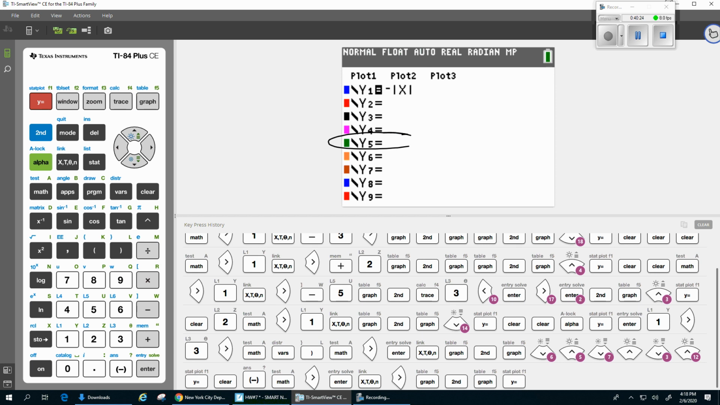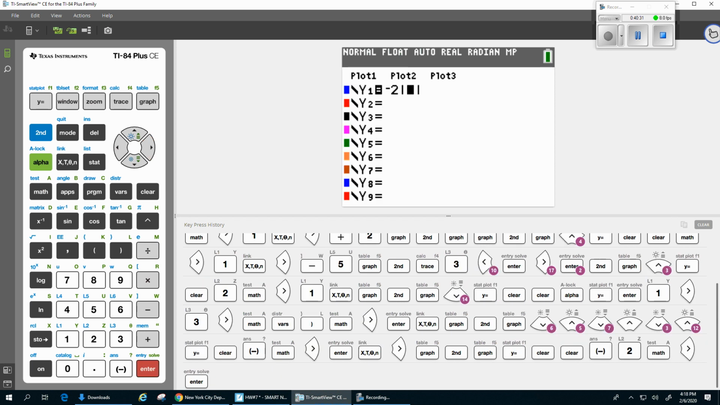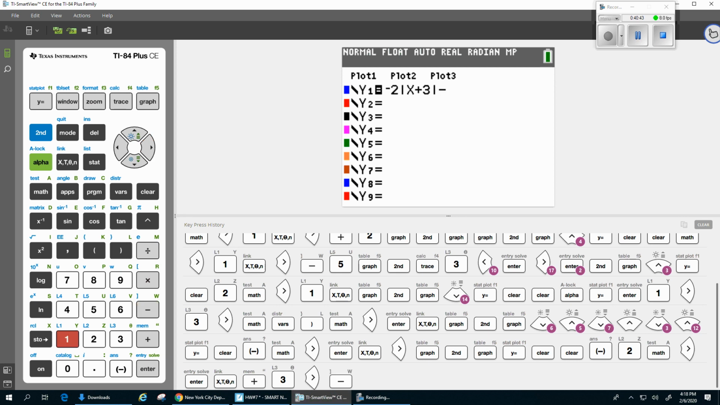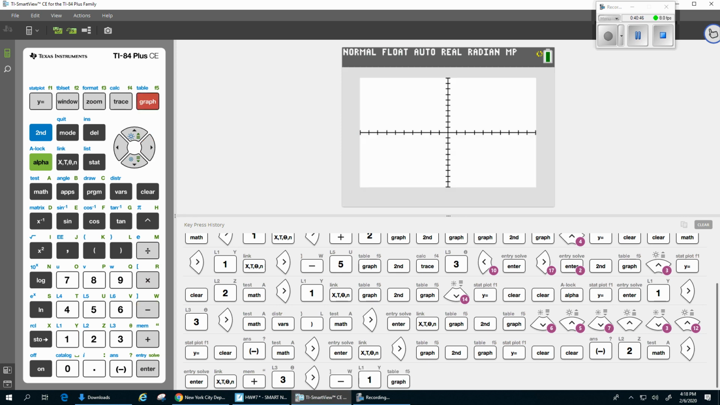I'm going to go to y equals. I'm going to clear this. I'm going to say -2, absolute value of x plus 3, minus 1. Let's look at the graph. So, my vertex is clearly at -3, -1. My graph does flip over the x-axis.